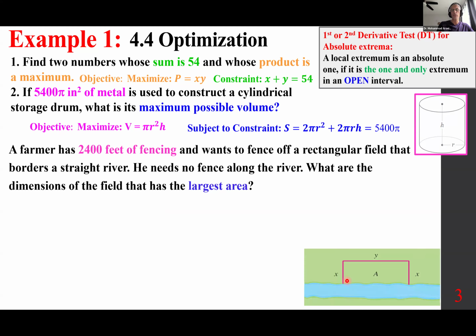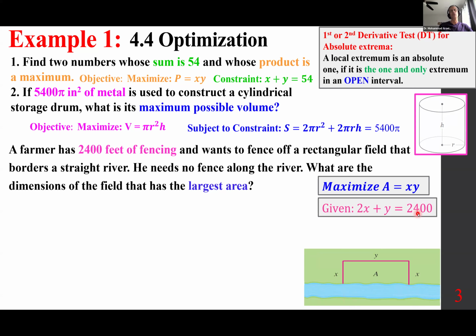So here's the setting. Here's x representing the width. Here's y representing the length. You want to maximize the area, A equals x times y, subject to 2400 feet of fencing. Normally the perimeter is 2x plus 2y. This side doesn't need it, so 2x plus y is 2400. You solve for y.